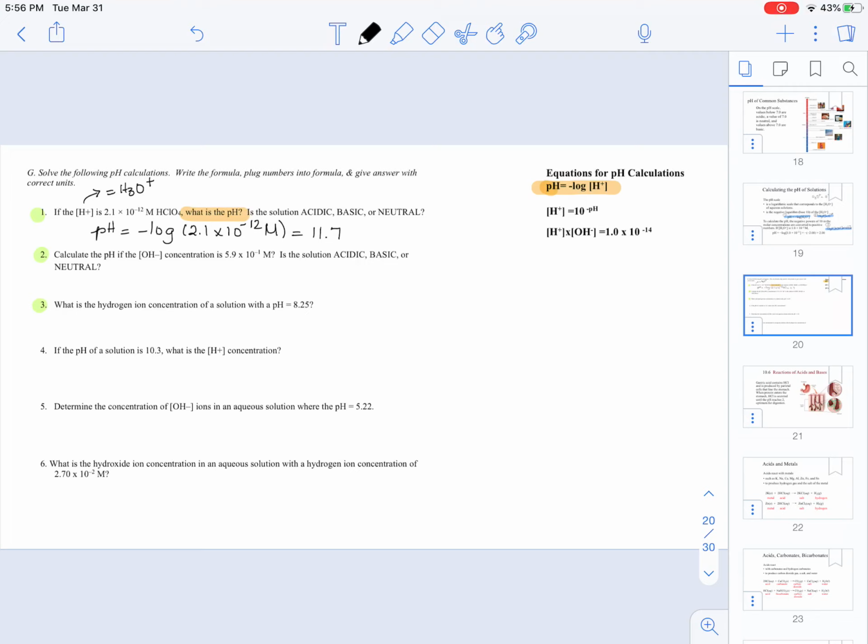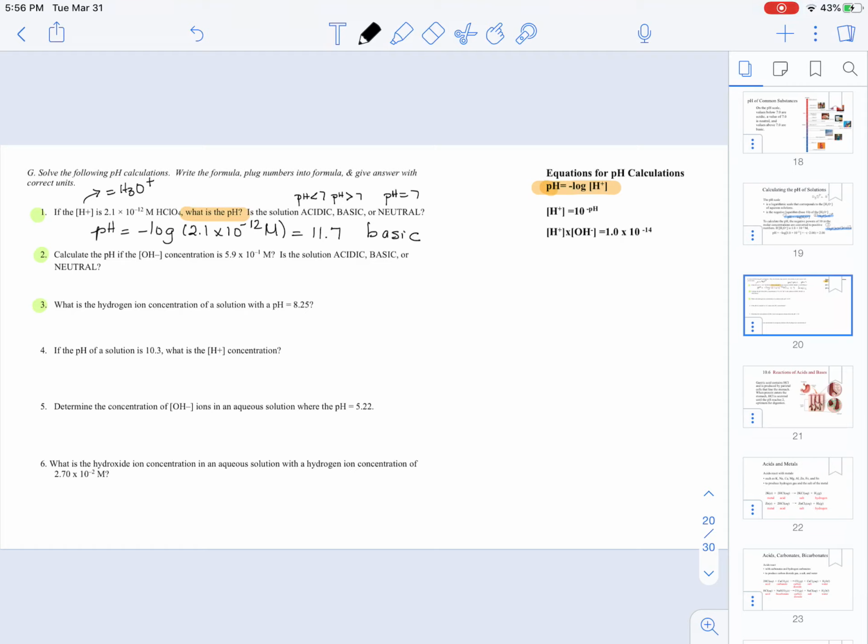The second question asks, is this solution acidic, basic, or neutral? If we review the concept that we just discussed, if anything is neutral, the pH is going to be equal to 7. If anything is basic, the pH is going to be larger than 7. And acidic means that the pH is going to be less than 7. So this solution, because it has a pH value of 11.7, is a basic solution.